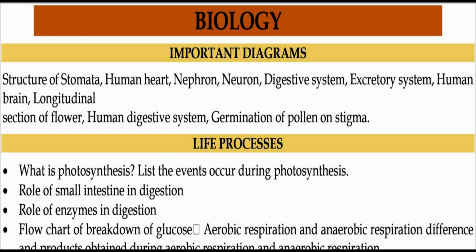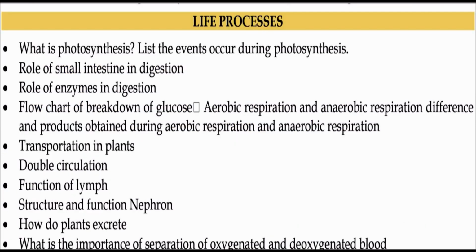Important diagrams are structure of stomata, human heart, nephron, neuron, digestive system, excretory system, human brain, longitudinal section of flower, human digestive system, germination of pollen on stigma. These are the important diagrams. Next lesson, life processes. What is photosynthesis?